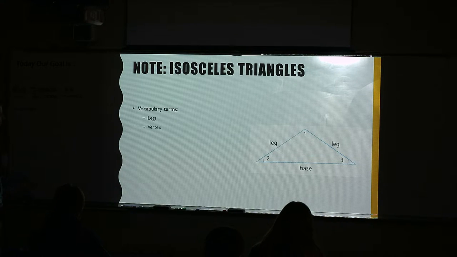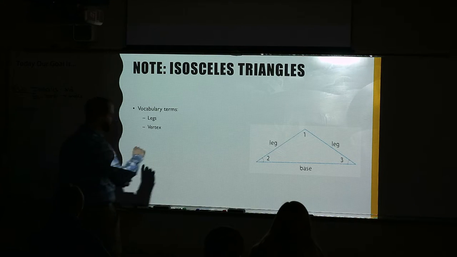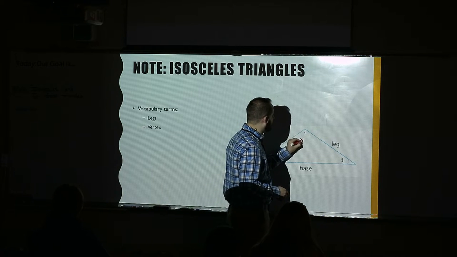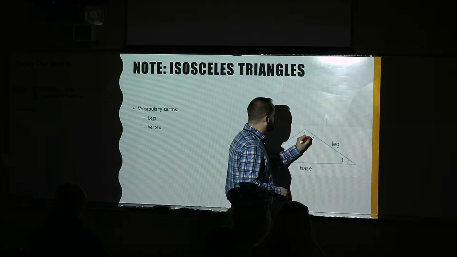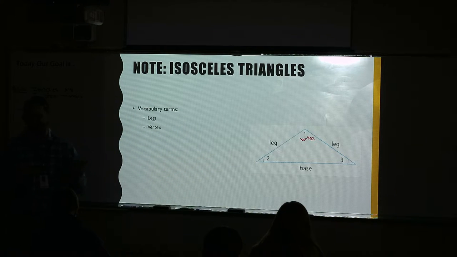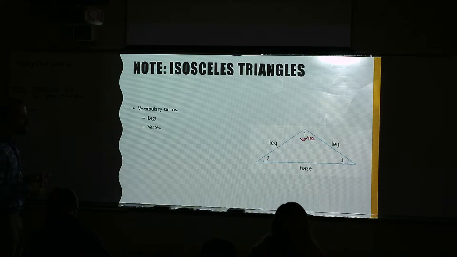Then we have, obviously, the vertex, which, on this particular picture, is the angle that touches the two legs. So that would be this angle here. This would be the vertex angle. Okay, and that's very specific, right? On any other triangle, a vertex is just a random corner. But on isosceles, it's the one that touches the two legs.